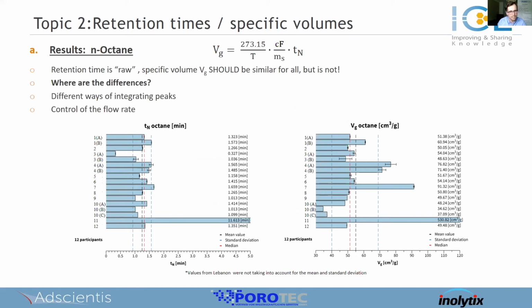A more standardized way for comparison is to use specific retention volume, because that is normalized for carrier gas, temperature, and mass. But we see that there's also a variation of up to 30%. This was surprising for us. Reasons can be how the carrier gas is measured or controlled and how the carrier gas is corrected. This is important as the flow goes directly into the calculation of the specific retention volume.